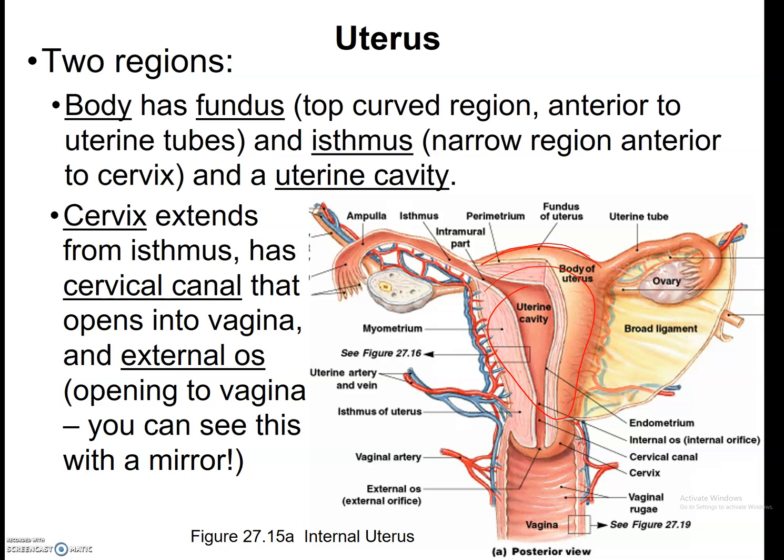The body contains the top curved part and the isthmus of the uterine tubes, and the uterine cavity right in here. The cervix extends from the isthmus and contains the cervical canal right here and opens into the vagina, where the offspring are expelled out into the vagina for birth.